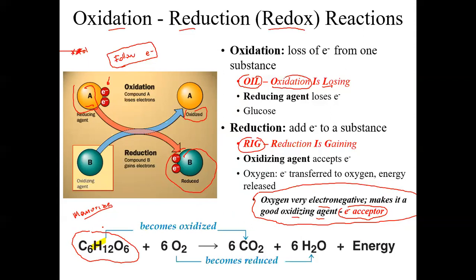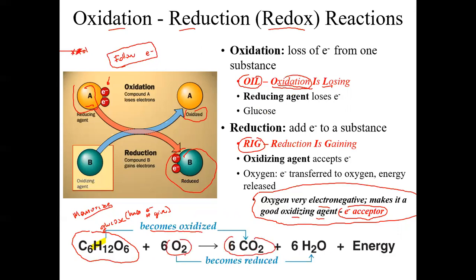So first and foremost, you've got to know C6H12O6, that is glucose. Don't forget that. You're going to combine it with oxygen, and you're going to make CO2 and water. But the biggest thing is that glucose basically has the electrons to give. Oxidation is losing electrons, so we're going to say that glucose becomes oxidized. It loses those electrons, and then it becomes CO2.